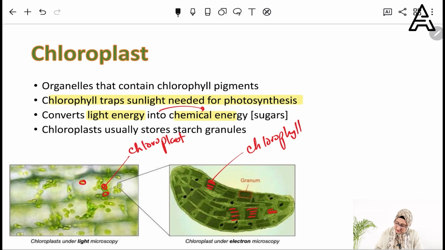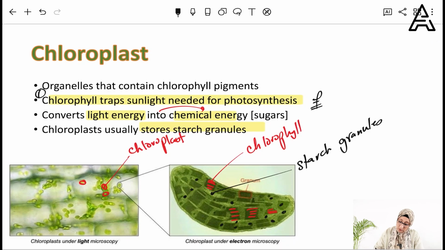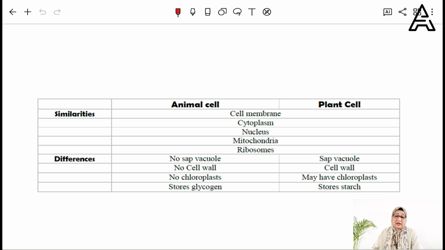ماشي? as a darkly stained granules. يبقى dark stained granules دي starch granules. يبقى this is another function. Stores the starch granules. يبقى again functions of the chloroplast. Number 1, containing chlorophyll, converting the light energy into chemical energy, traps and absorbs sunlight, converted to chemical energy. Number 2, store starch granules. So recapping back, the comparison between animal cell and plant cell, both have the cell membrane, both have a cytoplasm and a nucleus, both have mitochondria and ribosomes.